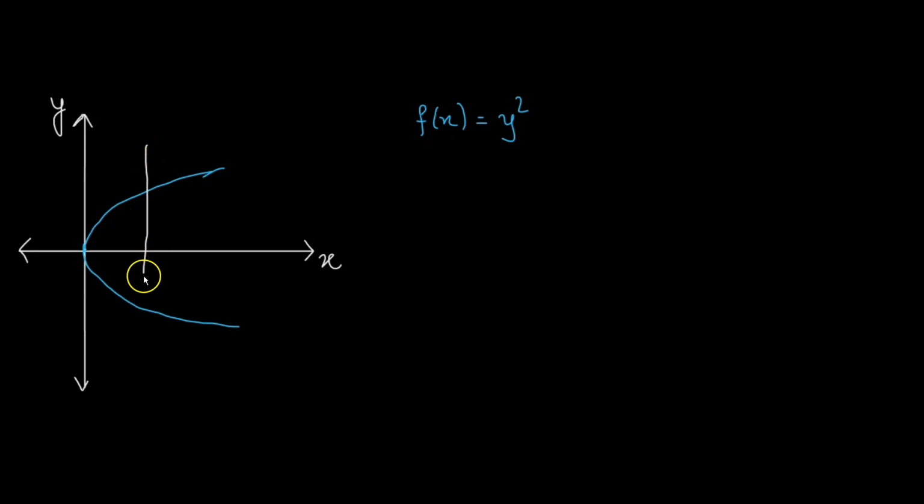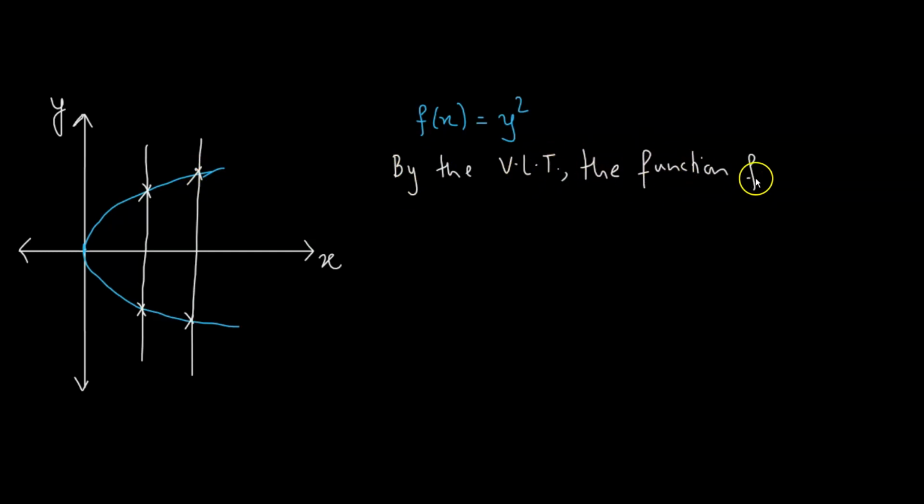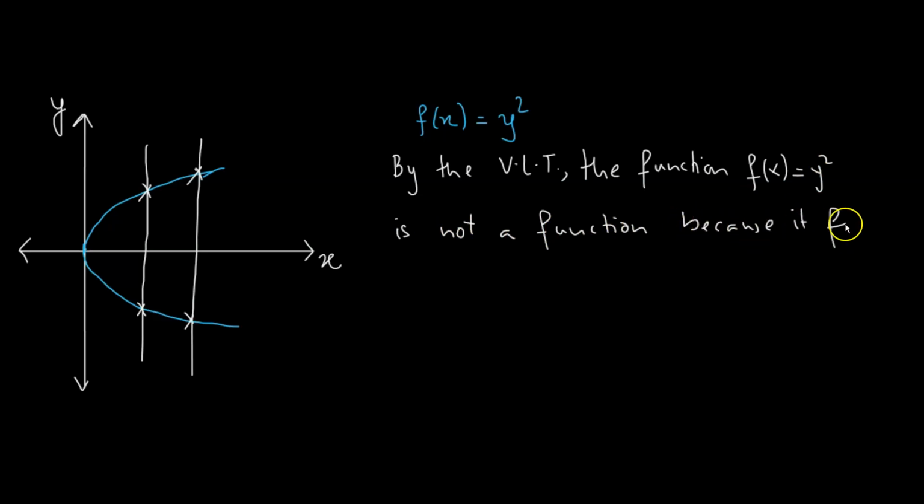Now if we draw vertical lines, we'll see that this particular vertical line is going to intersect the parabola at 2 points. We can draw multiple vertical lines, and we'll see that it's always going to intersect the parabola at more than 1 point. So that means by the vertical line test, the function f of x equals y squared is not a function because it fails the vertical line test.